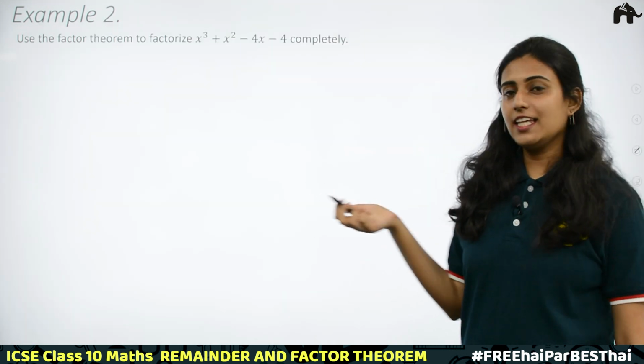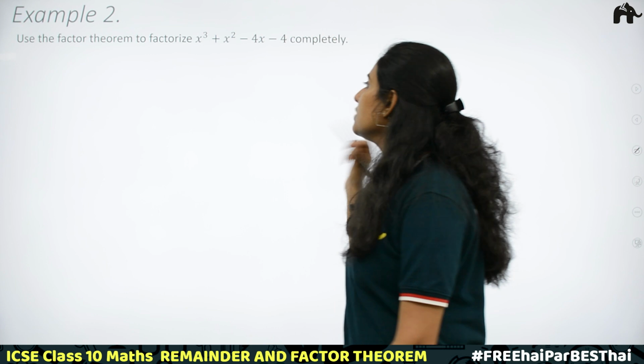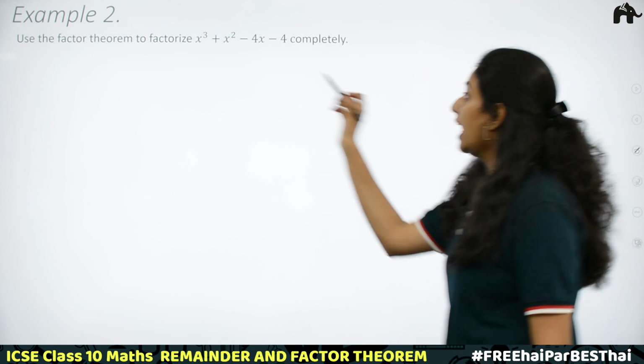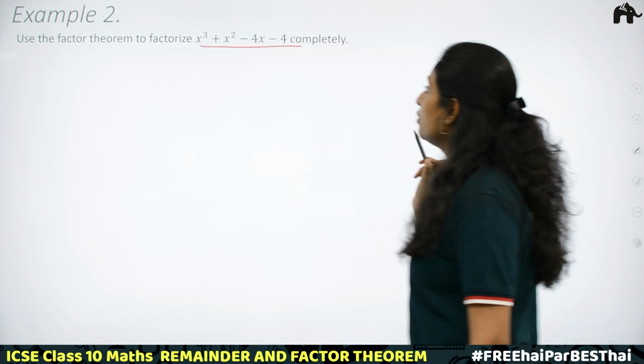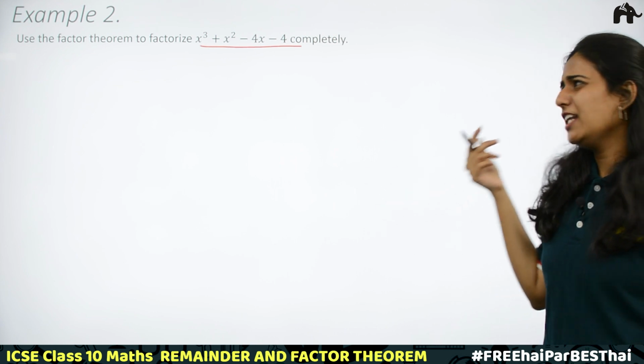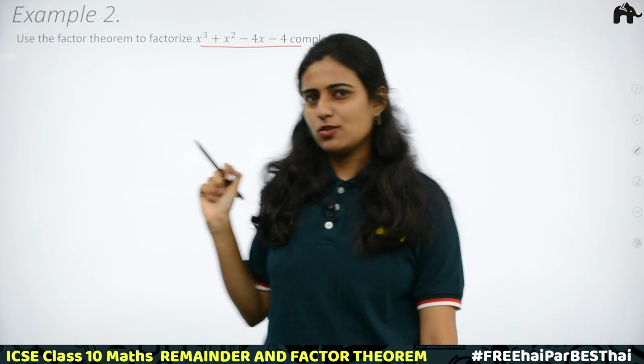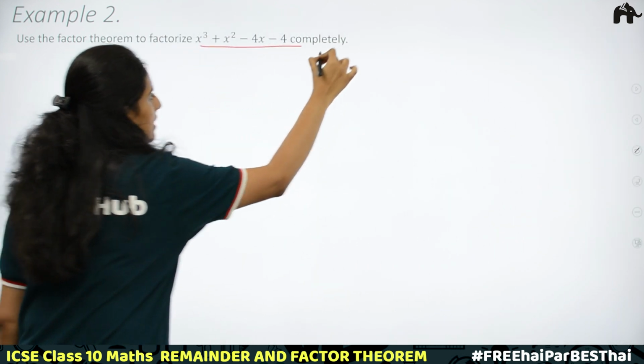Okay, let us take another example. Example 2, use the factor theorem to factorize x cube plus x square minus 4x minus 4 completely. In our previous question, one factor was given, but here no factors are given.